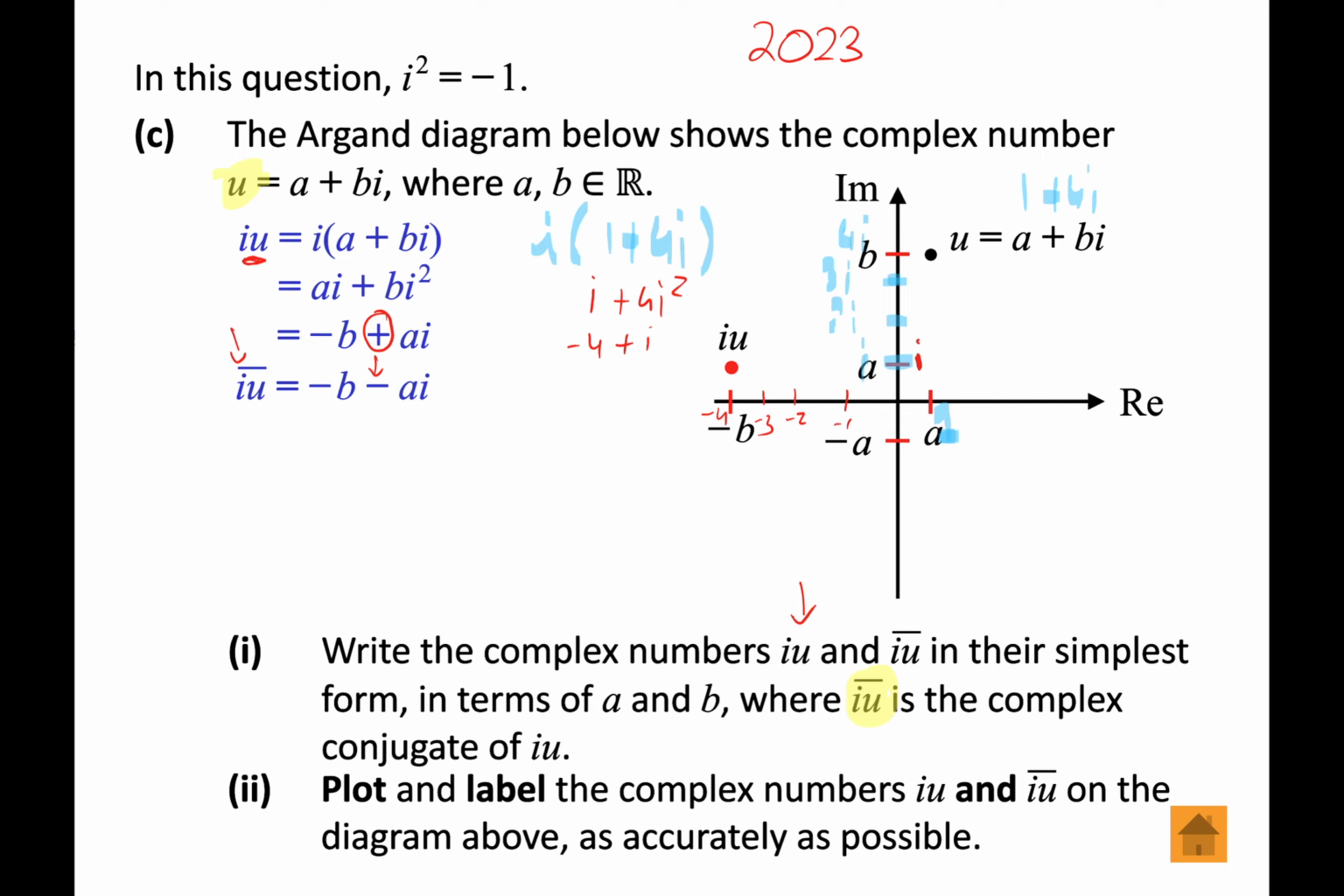The last part then is the iu conjugate. So we have minus b minus ai. In my case here, if I put in my values, iu is equal to minus 4 plus i. So iu conjugate would be minus 4 minus i, which would obviously be directly below it. So it's an axial symmetry through the real axis. In my case, this would be the point minus 4 plus i, and this would be the point minus 4 minus i.